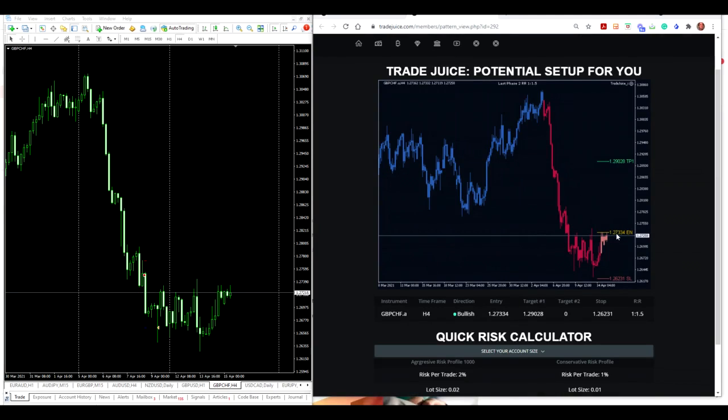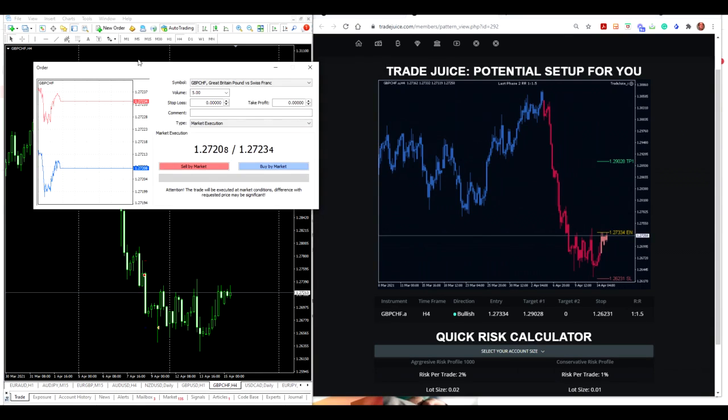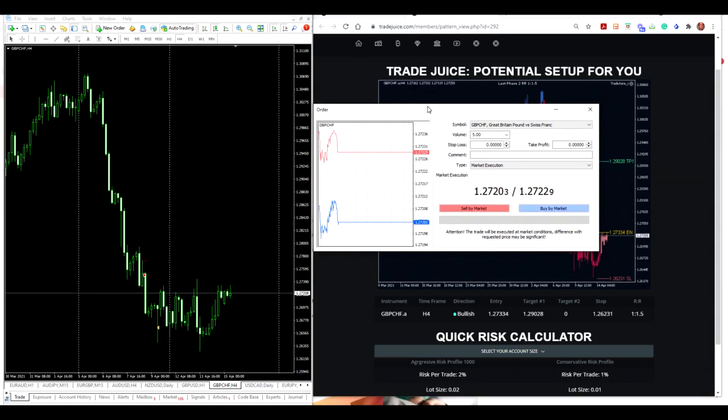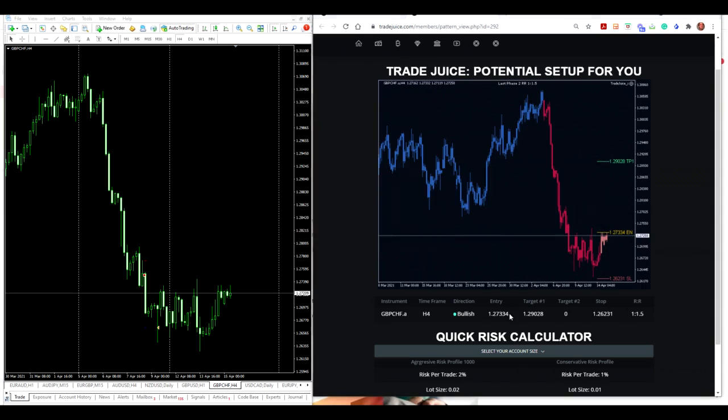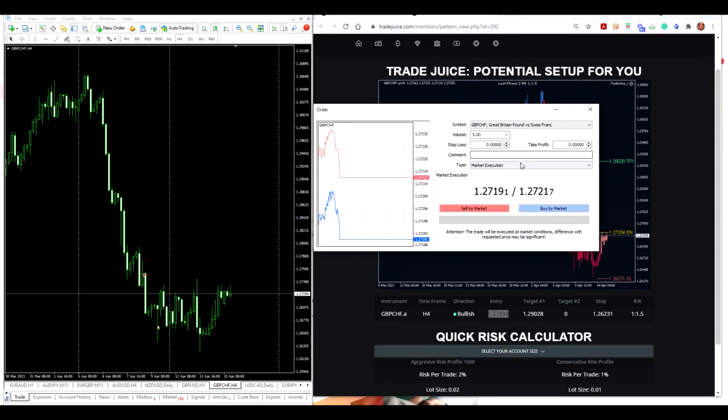It looks identical to mine. That's where the entry point should be. The take profit target is there, and the stop loss down here. So all I need to do to enter this trade is to open up the charts and look to see where it tells me to enter. So I'm going to enter there and set a pending order.